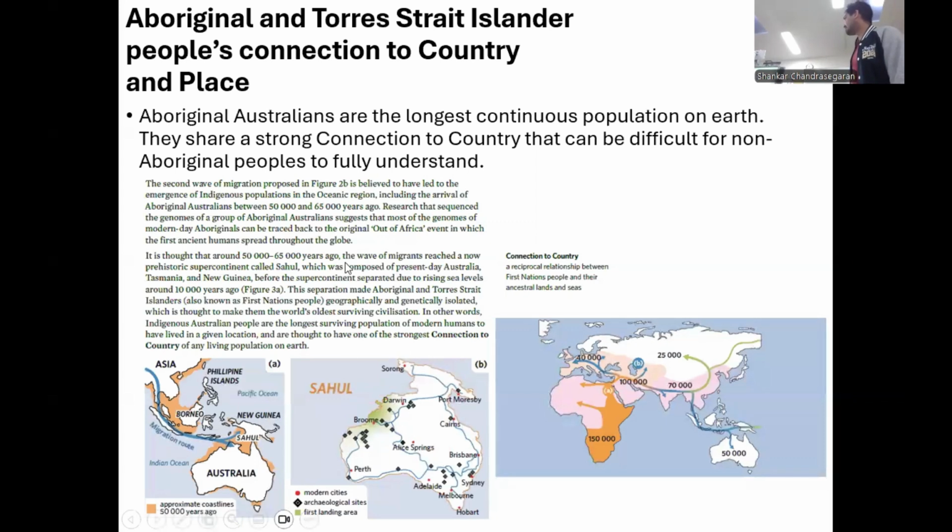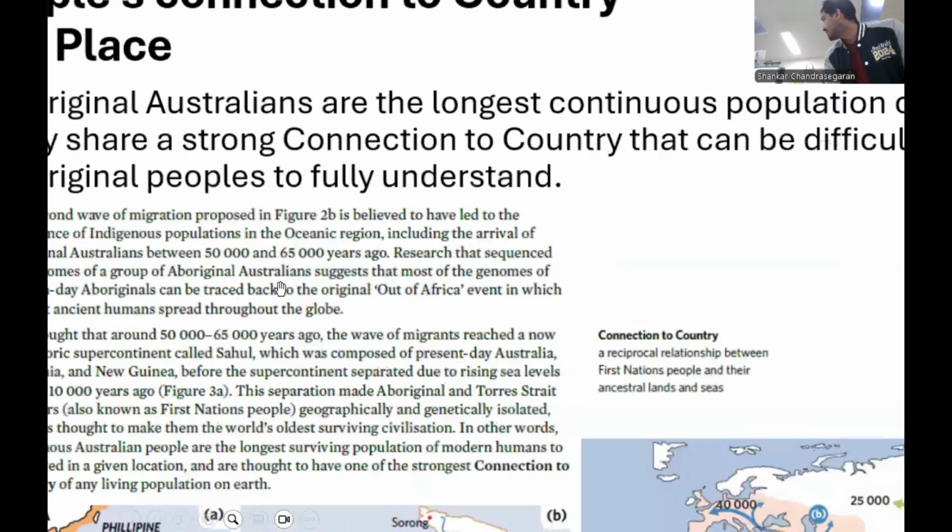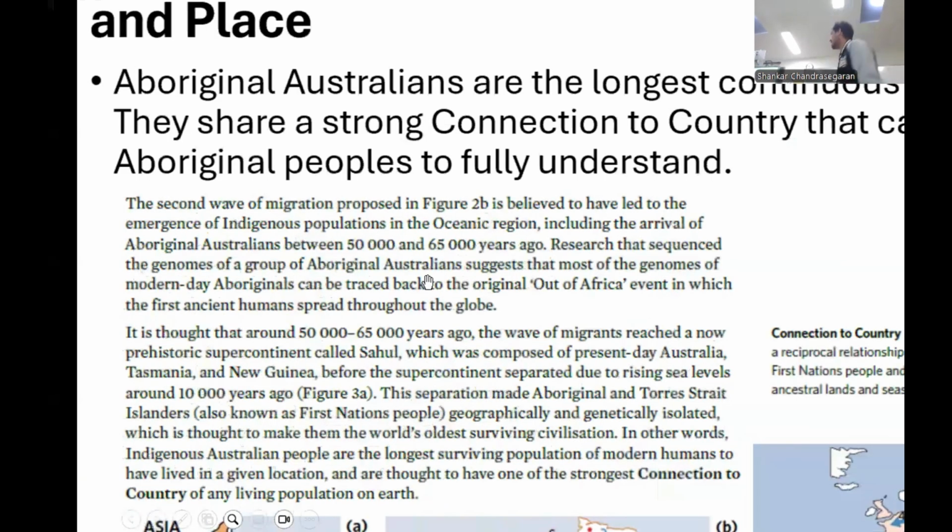So going back to how early Homo sapiens arrived in Sahul, about 50,000 to 65,000 years ago, we found evidence saying that there was a wave of migrants which reached the prehistoric continent called Sahul, right? And this population is your Aboriginal Australians.